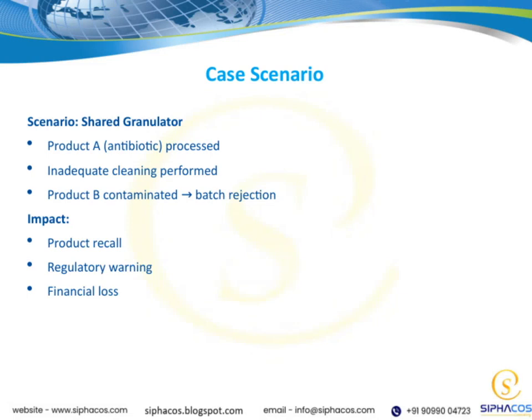Let's walk through a case scenario to see how critical proper cleaning is in our processes. Here, we have a shared granulator used for different products. In this instance, product A, which is an antibiotic, was processed, but unfortunately, inadequate cleaning was performed afterward. As a result, product B, which is a different product, became contaminated. This contamination led to the rejection of that batch.